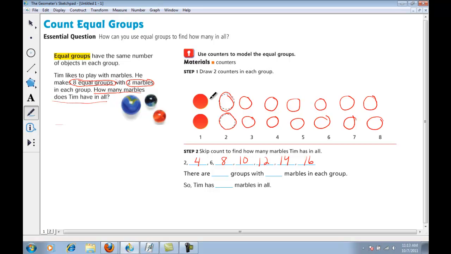And we can see that here when we go 2, and 2 more is 4, and 2 more is 6, 8, 10, 12, 14, 16. There are 8 groups with 2 marbles in each group. So we can see that Tim has 16 marbles in all. All right, let's take a look at another one.